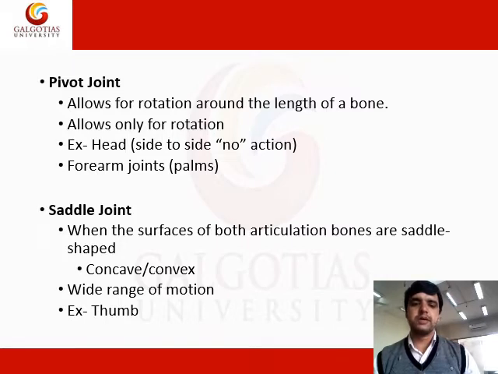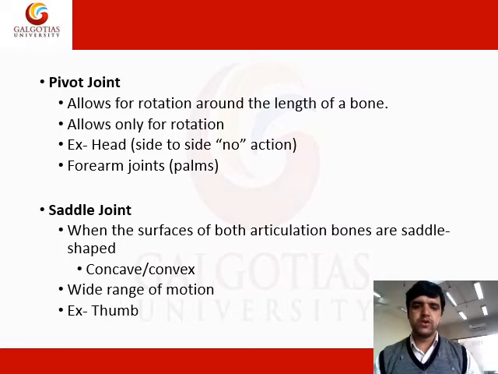And the other example for these types of joint is the forearm joints. Basically, the radius and ulna are attached to the palms, that is the metacarpals, through the presence of carpal bones, so that rotation of the wrist position or the palm is possible.